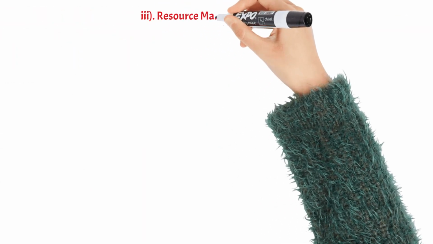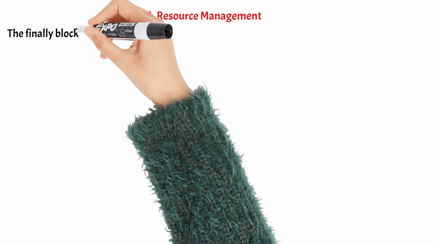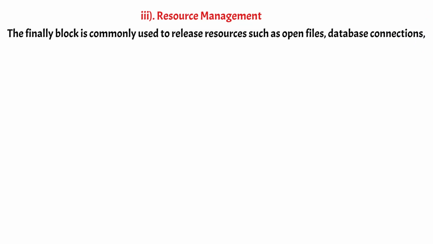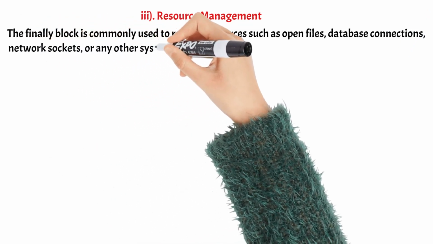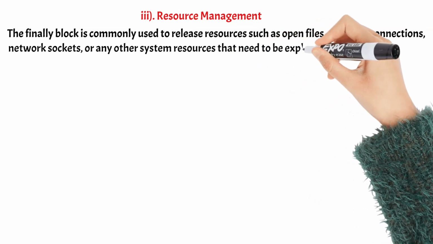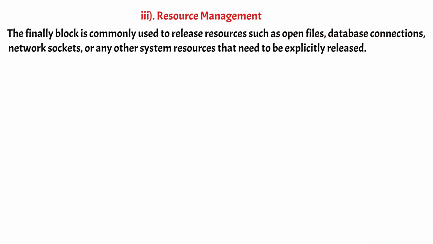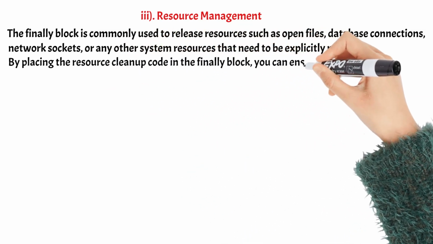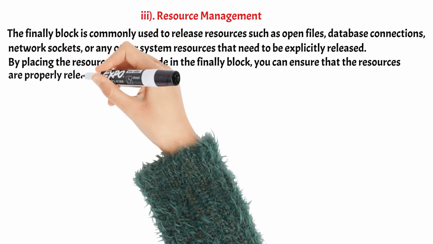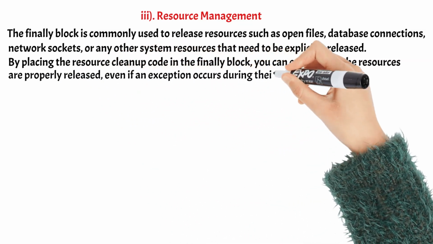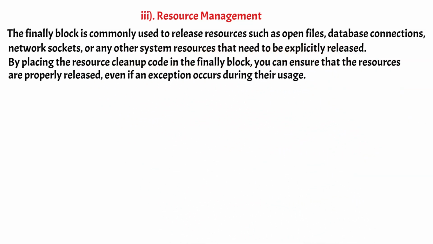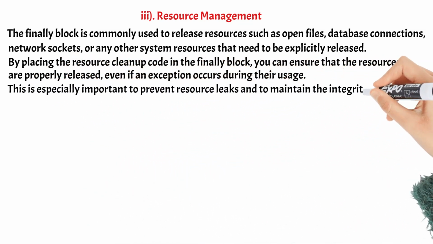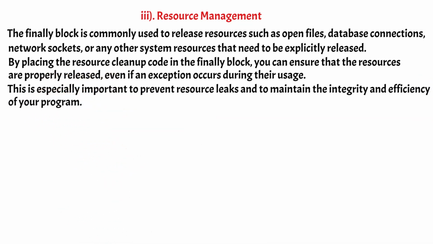3. Resource management. The finally block is commonly used to release resources such as open files, database connections, network sockets, or any other system resources that need to be explicitly released. By placing the resource cleanup code in the finally block, you can ensure that the resources are properly released, even if an exception occurs during their usage. This is especially important to prevent resource leaks and to maintain the integrity and efficiency of your program.